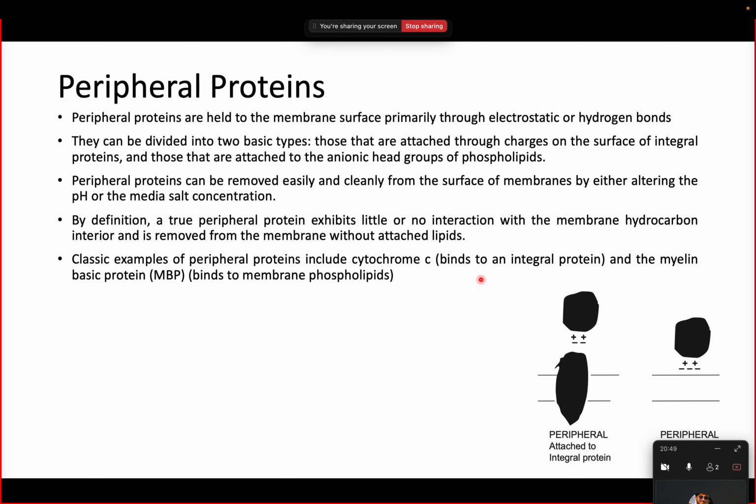So from this, another question arises: can we distinguish a peripheral protein from a cytosolic protein if the sequence is given to us? Okay, think about it.